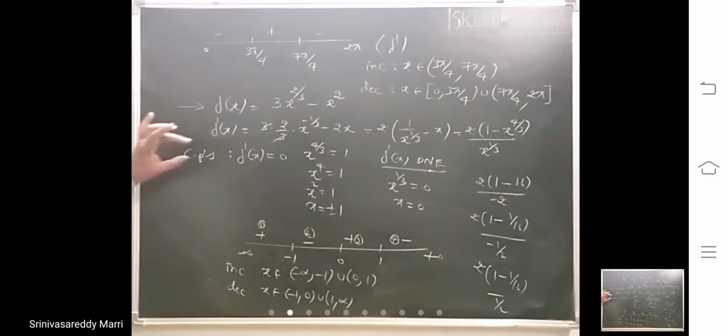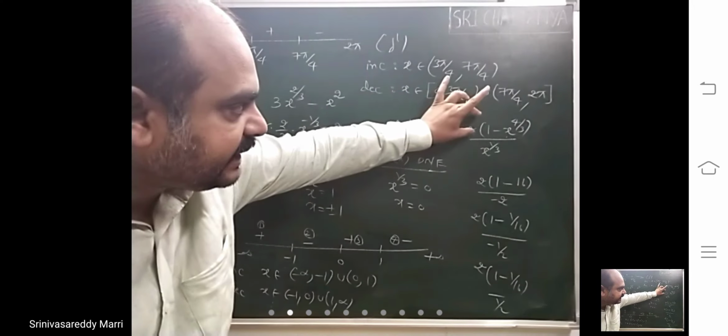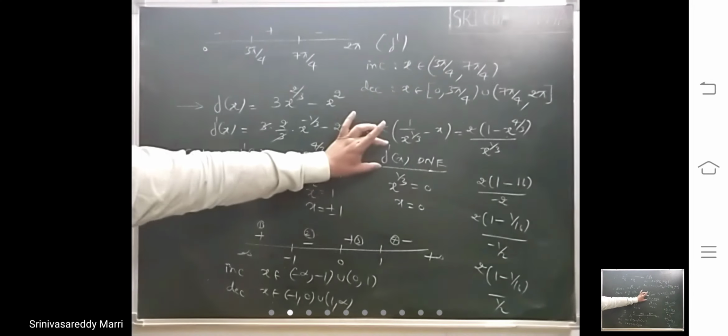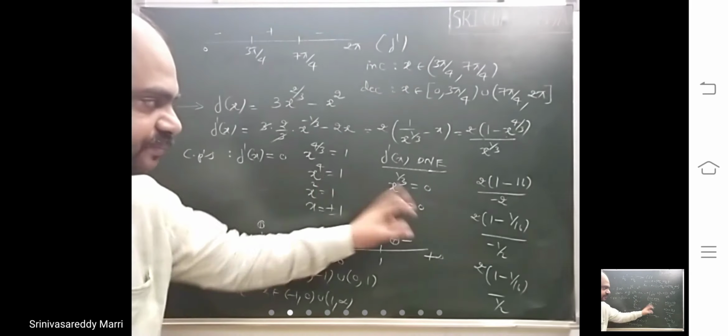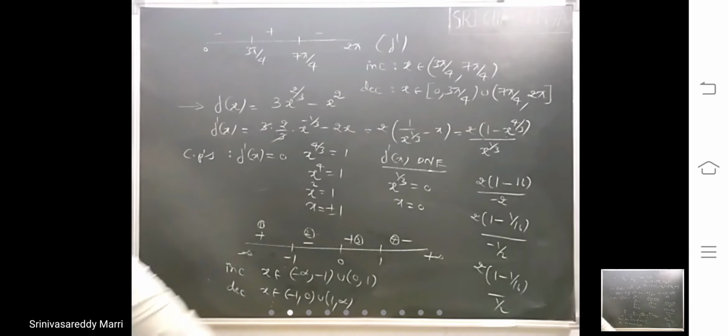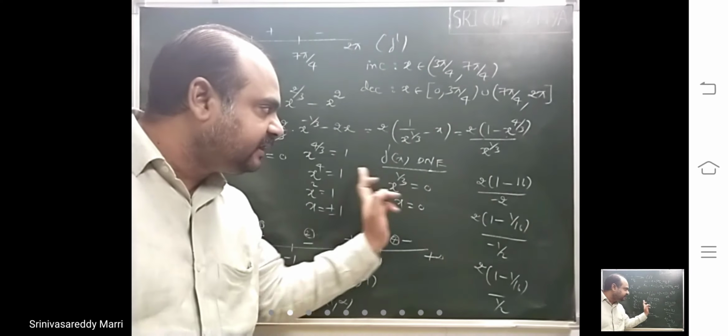Always, f dash x equal to 0 means numerator equal to 0. f dash x does not exist means denominator equal to 0. You list out all those points. If the denominator is not there, such type of points will not exist.